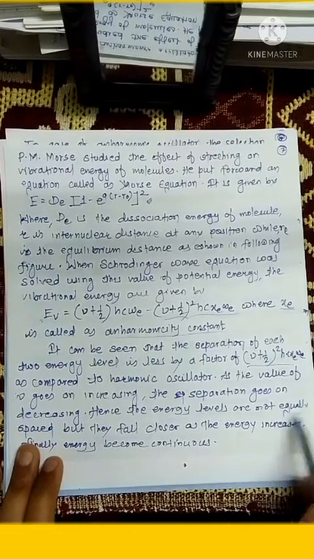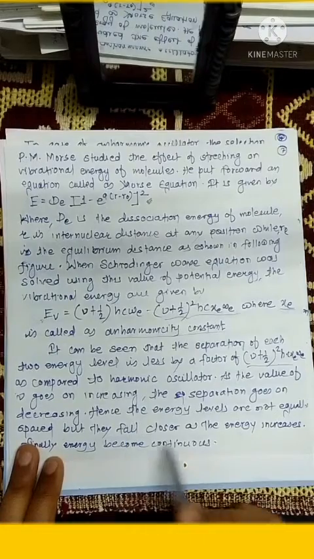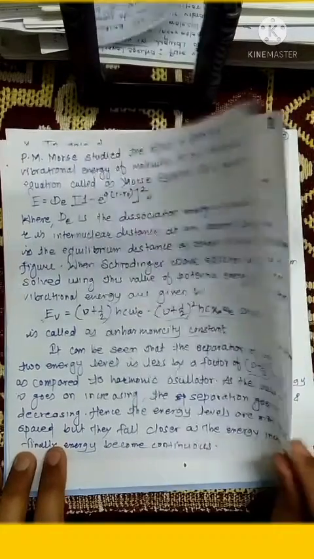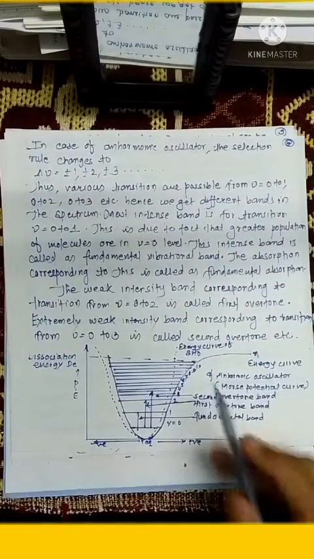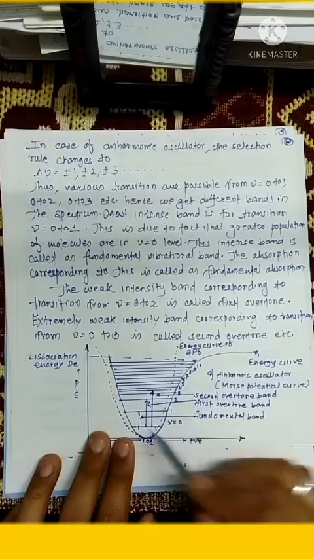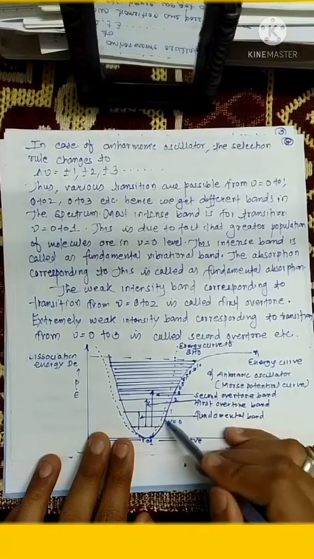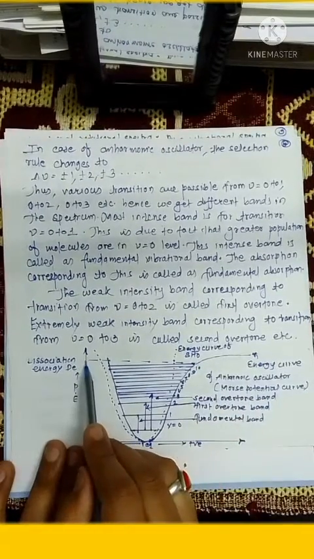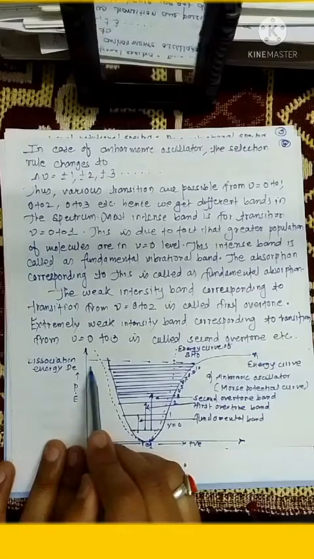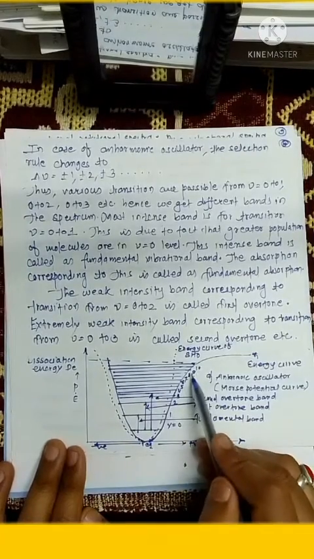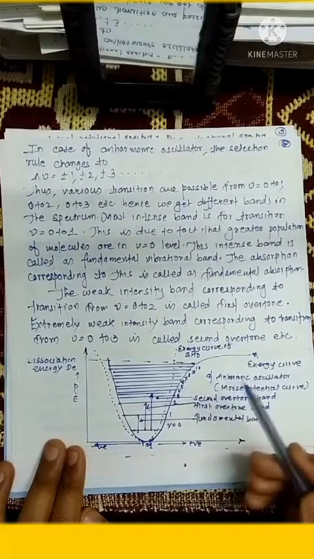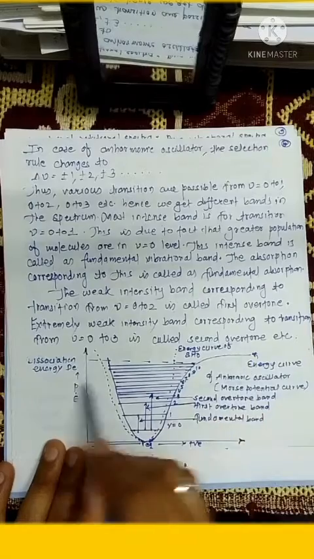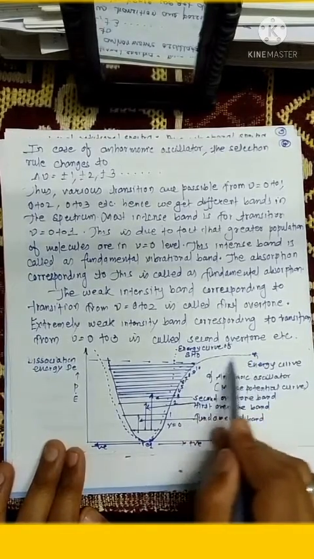Hence the energy levels are not equally spaced, but they fall closer as energy increases, and finally energy becomes continuous, just like this. In this diagram we see that as the distance increases, energy becomes continuous. Just see the potential energy y-axis above this distance, we see that the value of potential energy is continuous.